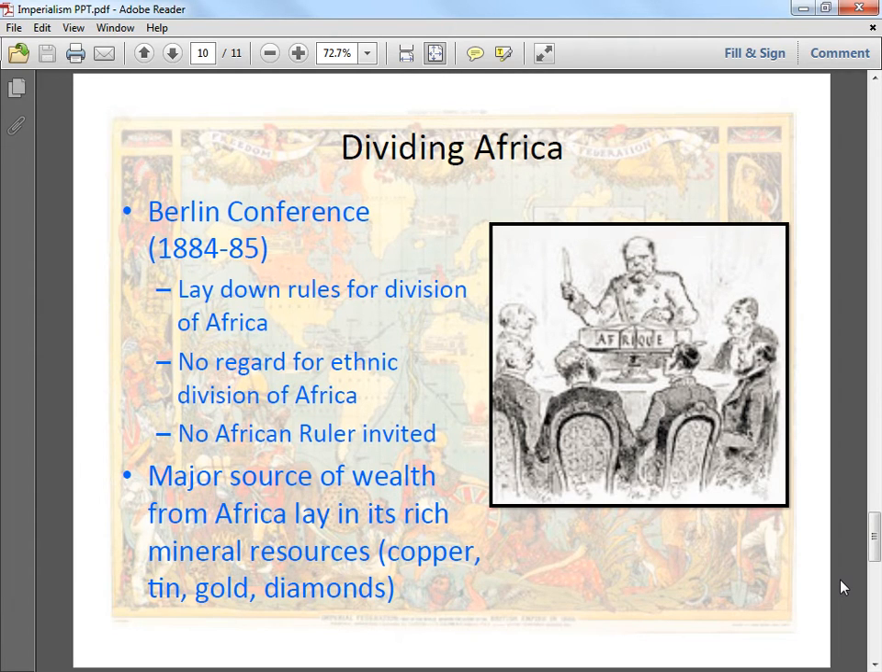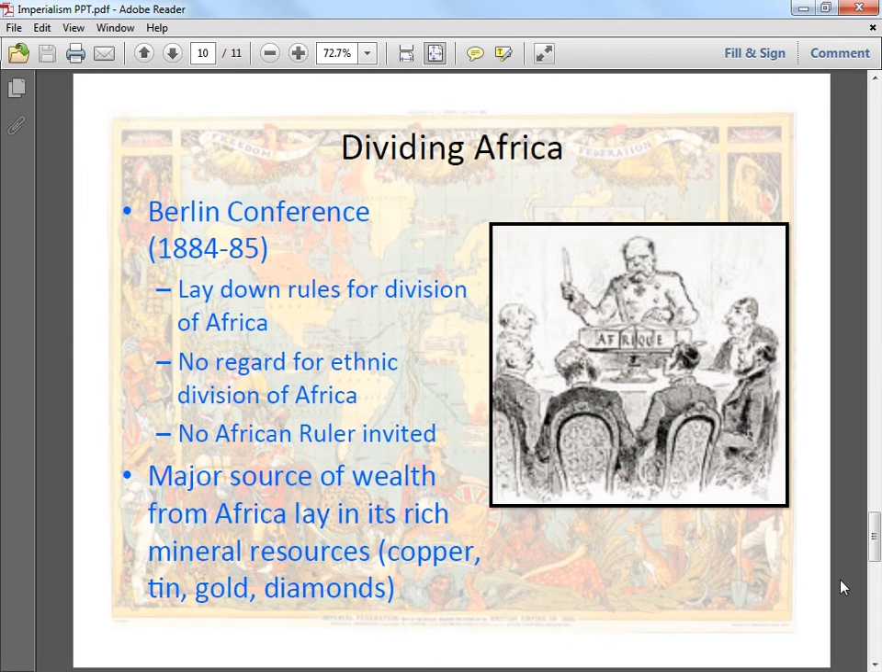Africa is divided up in 1884 at the Berlin Conference. Basically, Europeans did not want to fight over who got what in Africa. So all of the European countries come together. They sit down. They say, okay, you get this section, I get that section, you get this section. It lays down rules for the division of Africa.